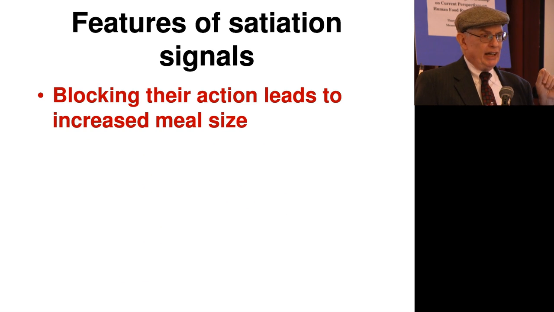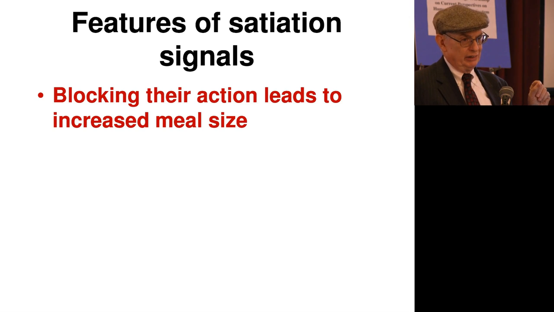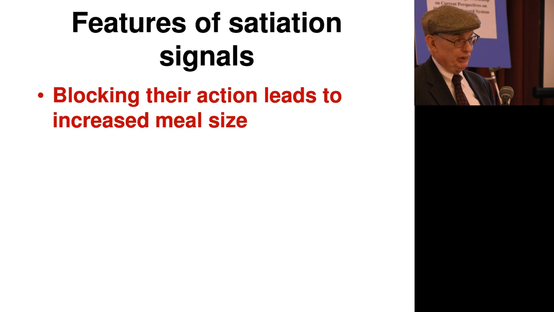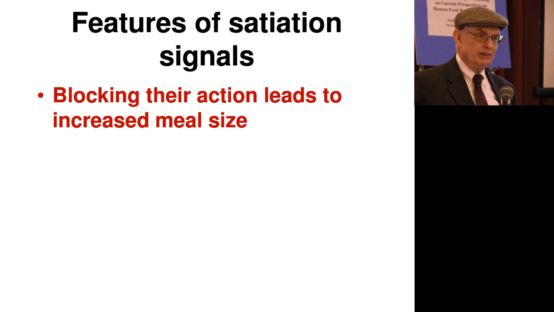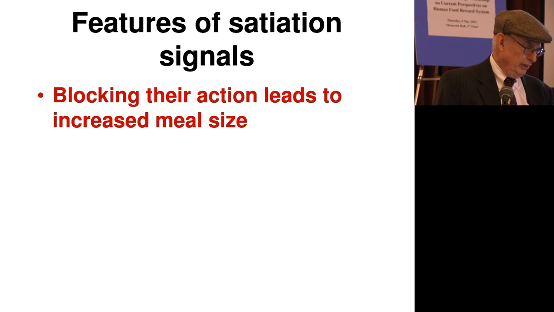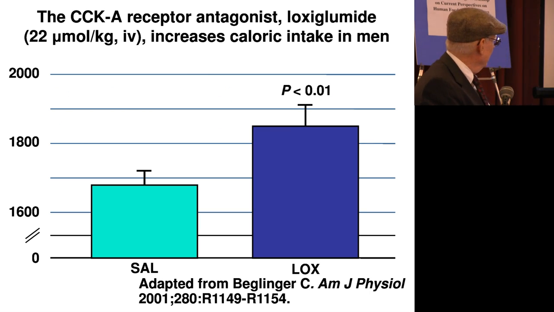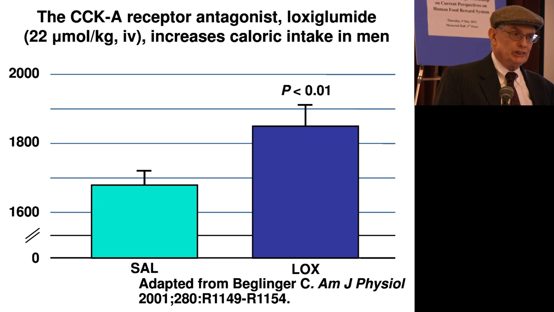This was an important finding. You can take an antagonist of CCK and inject it into rats, into humans, and they eat a bigger meal. That's important because it suggests that their own CCK is contributing to meal size. And here was one of the first studies. Again, a control day here, and the number of calories they ate when they were given a CCK antagonist. And it suggests that our own CCK, every time we eat, is somehow contributing to how much we eat.